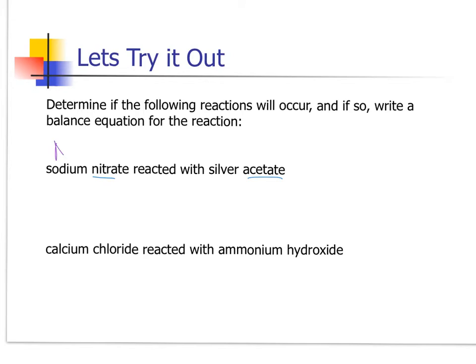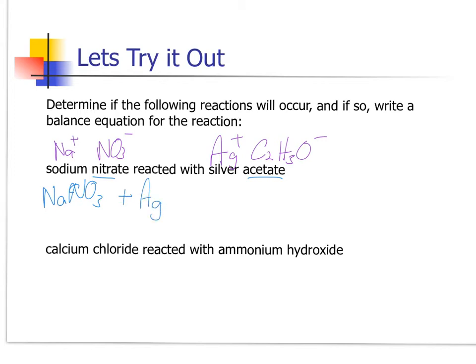Anyway, so I'm going to have my sodium and my nitrate, silver, and acetate. That is not a positive there, that should be a negative. And so I can see the charges cancel out, so it's just NaNO3 plus silver acetate. My potential products, meaning when I swing my partners do-si-do, I will have a sodium acetate and a silver nitrate.